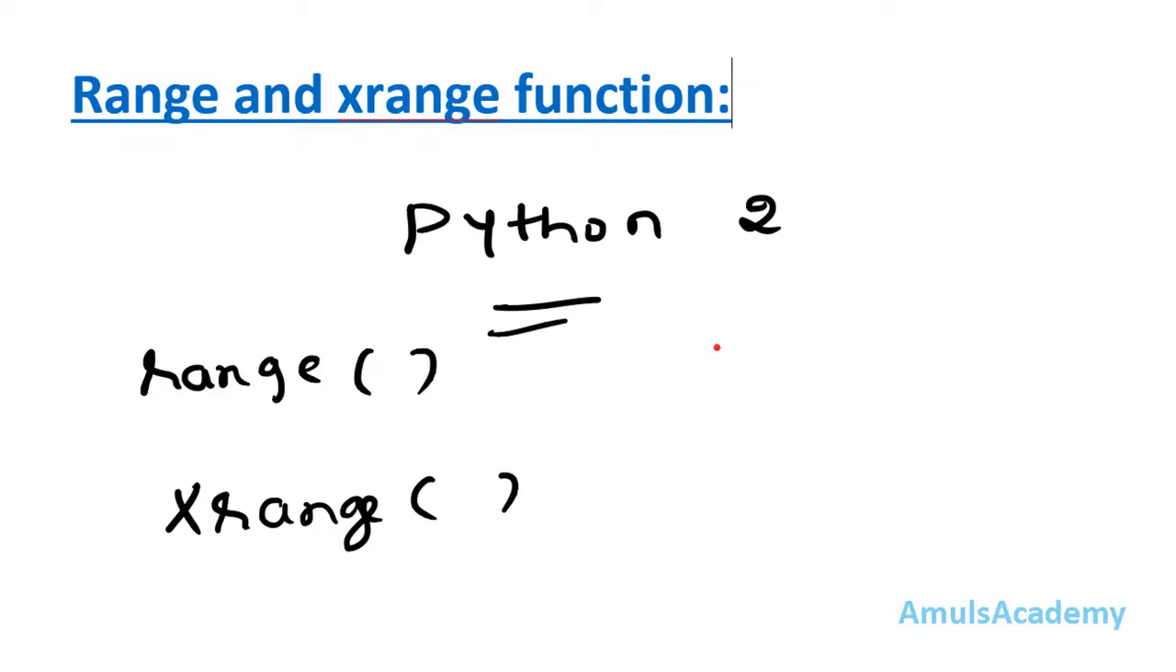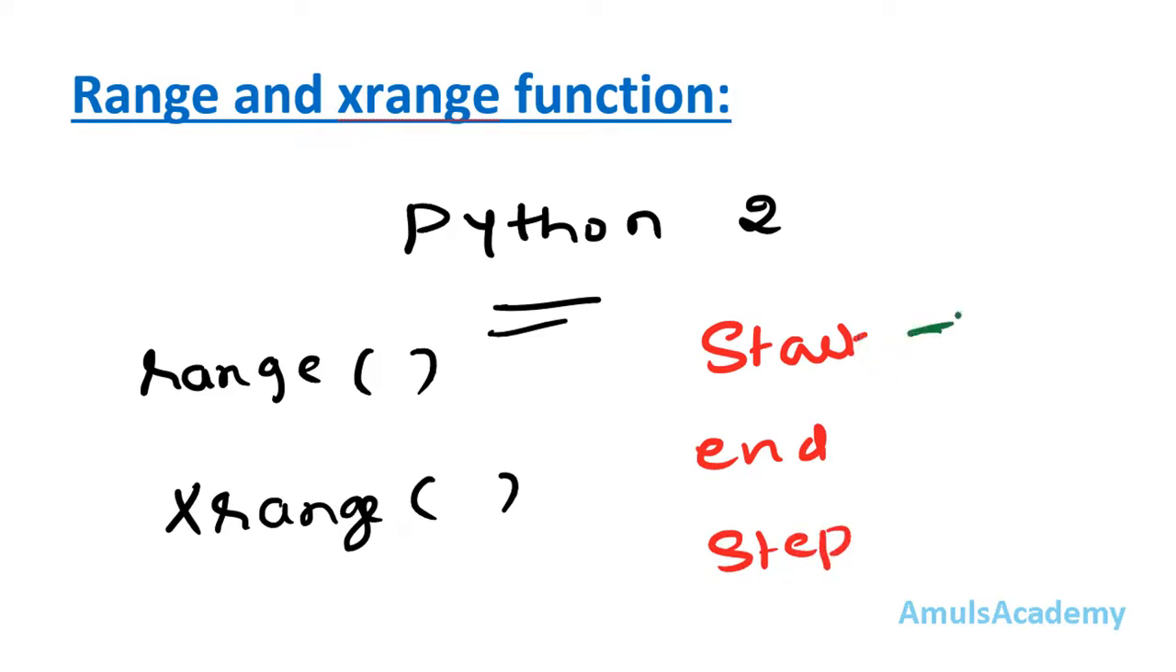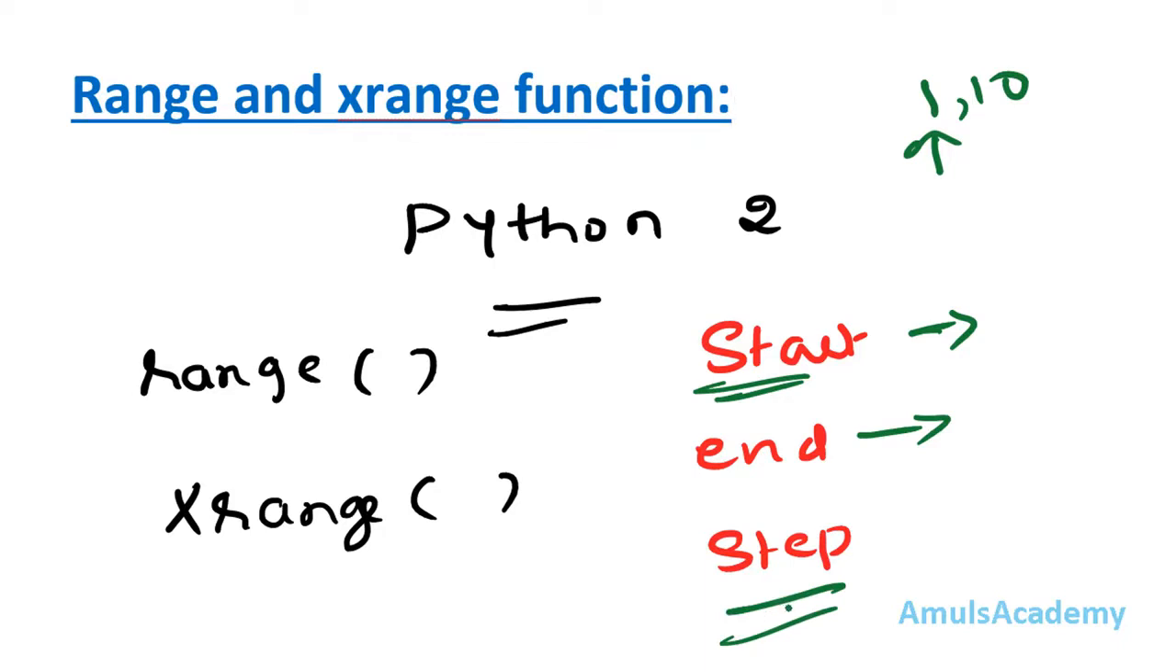Both functions take the same parameters: the first one is start, the second one is end, and the third one is step. Here start is the first value generated in the range. For example, if I want to generate the numbers from 1 to 10, then 1 is the start. This is the first value in that range, right? The next parameter is end or stop. This is the last integer value where you stop the iteration process. And the step is nothing but the value by which each element is incremented. We'll take examples so you'll understand better.